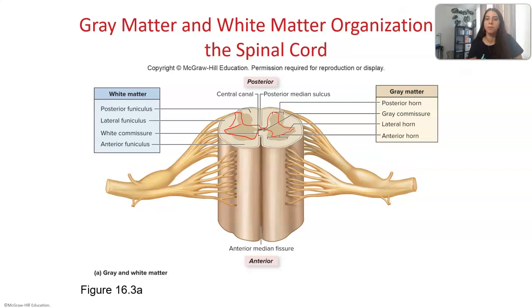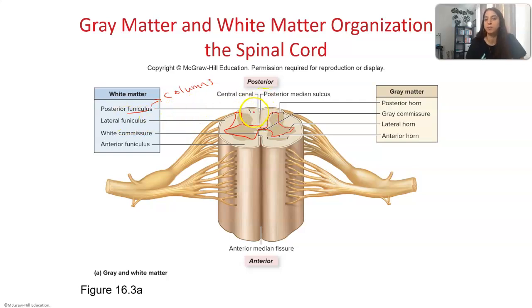Now, when we look at the cross section, there are regions of white matter and gray matter, and we'll see why. But the naming of the white matter regions: they are called funiculi. One is called a funiculus. They're also called columns.